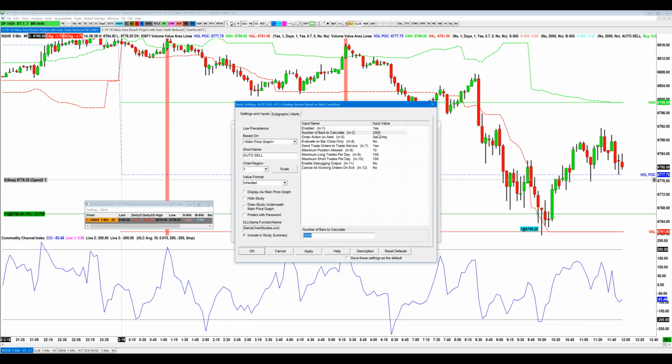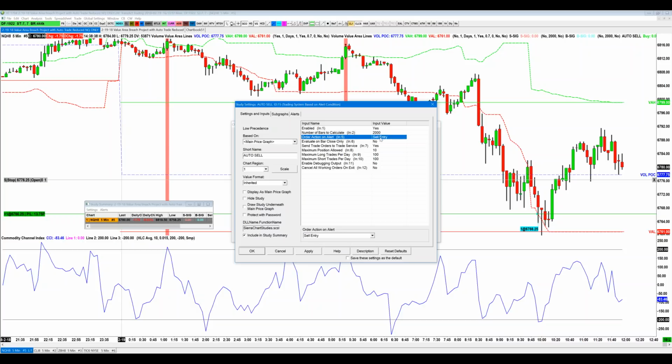Number of bars to calculate. Sierra just always defaults this to 2000, just like they do for the color background and color bar based on conditions. I don't really think you have to change that. You could reduce it, I guess, if you want to have a slightly lighter memory footprint, if you don't need that much historical data to make your decision. But that's for you to decide.